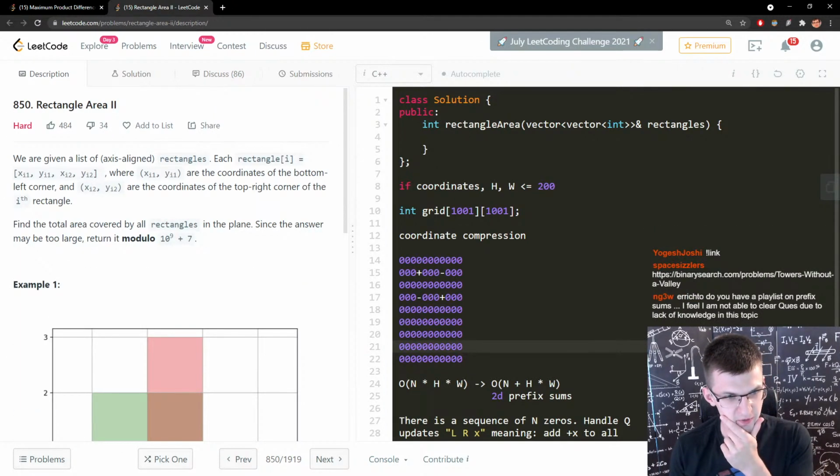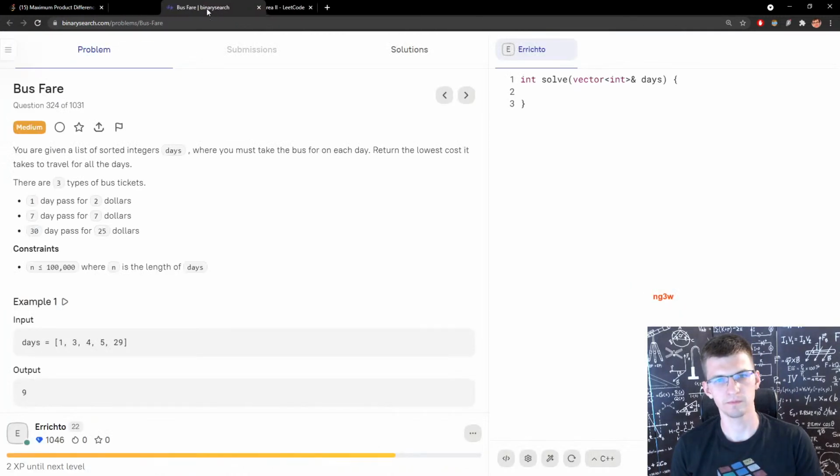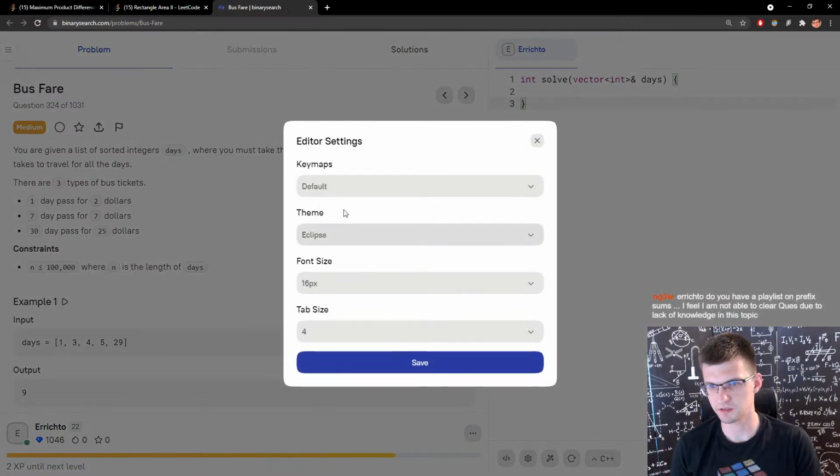Now I will scroll up to just grab another problem, because you suggested quite a few of them. Bus fare, medium. How do I change this?